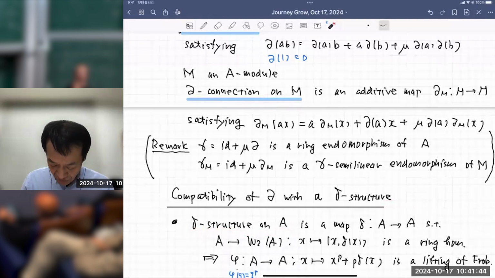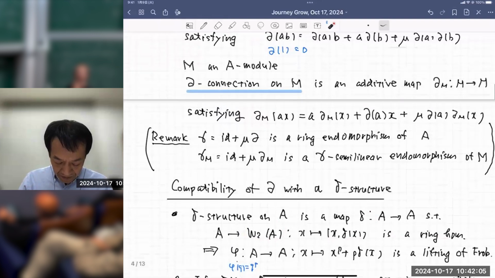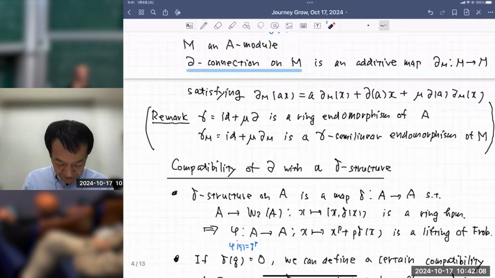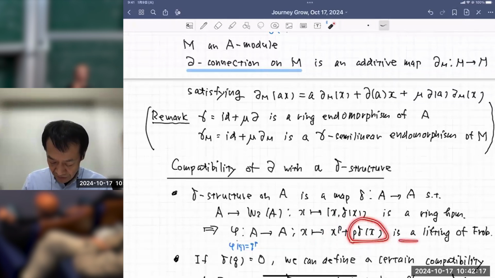This is a map delta from A to A for a ring A, such that the map from A to the p-typical Witt ring of length 2, defined by sending X to the pair of X and delta X, is a ring homomorphism. And if this is a ring homomorphism, you can easily see that the map defined by sending X to the pth power of X plus p times delta X is a lifting of Frobenius.